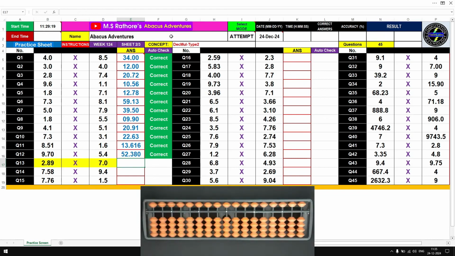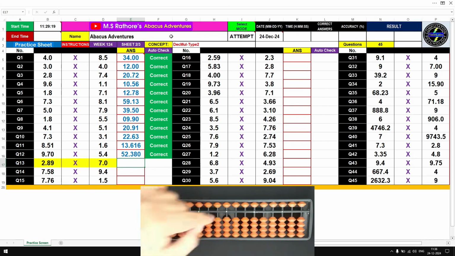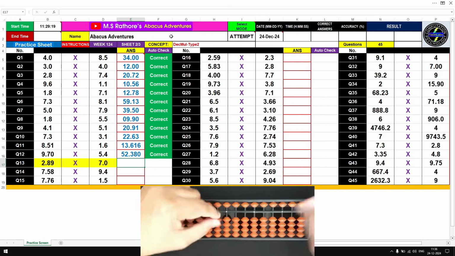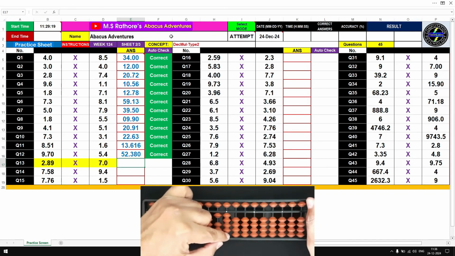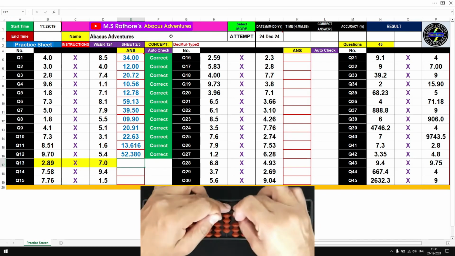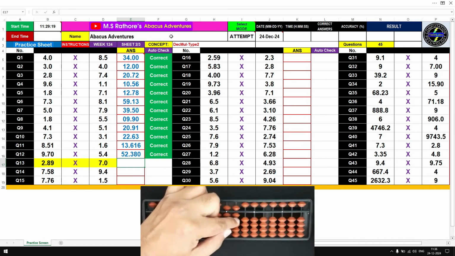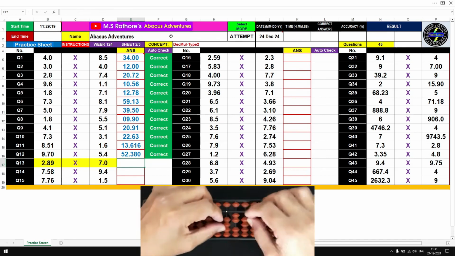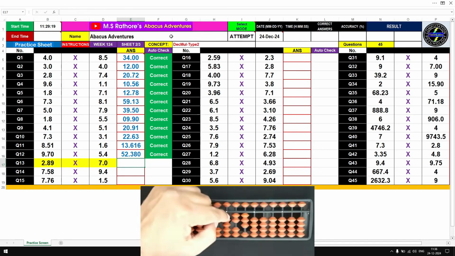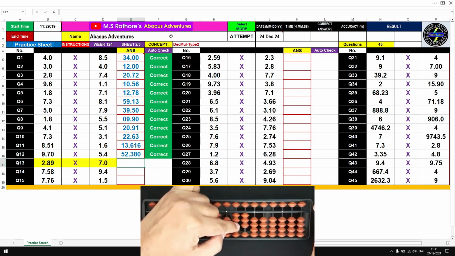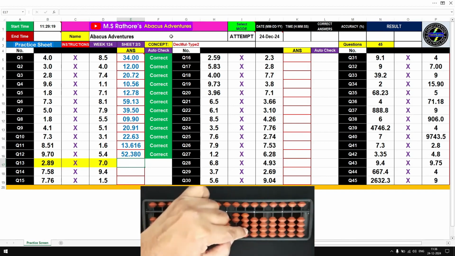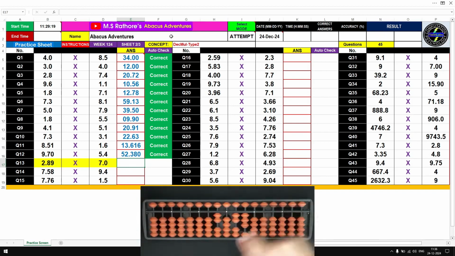Question number 13, 2.89 multiplied by 7.0, beginning from rod number 2. 7 2s are 14, shifted 7 8s are 56, shifted 7 9s are 63. Round 2 begins from rod number 1 now. 0 2s are 0 0, shifted 0 8s are 0 0, shifted 0 9s are 0 0, and the final answer is 20.230.